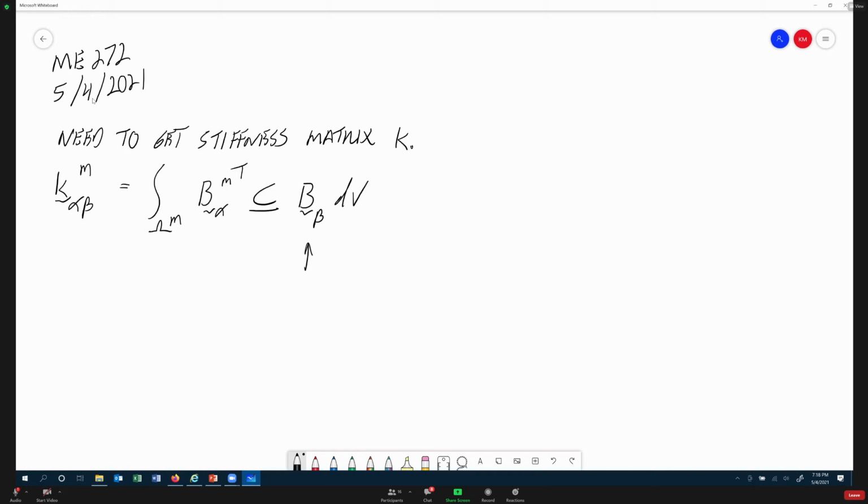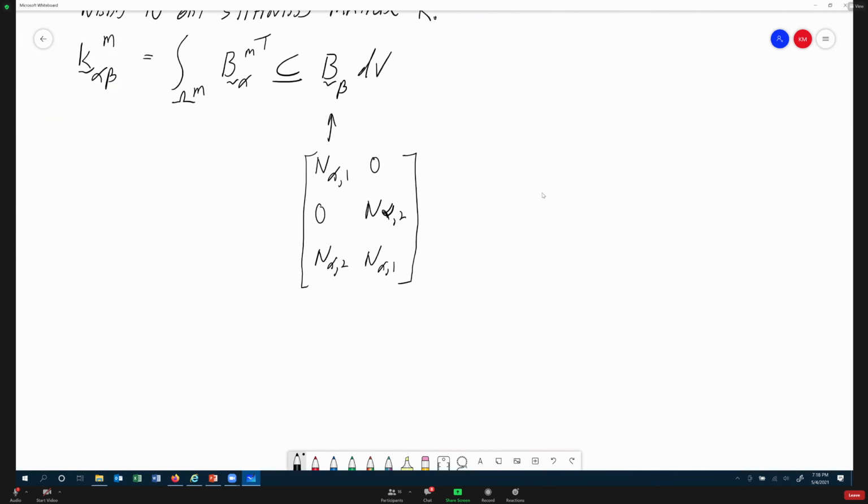And kind of just to recall this, this is a matrix. It's a 2x3 matrix, and we have this n alpha with respect to 1 and a 0, and n alpha with respect to 2, n alpha 2, and alpha 1. And remember, these n's were our shape functions, right? So kind of a reminder of where we left off with our equation.